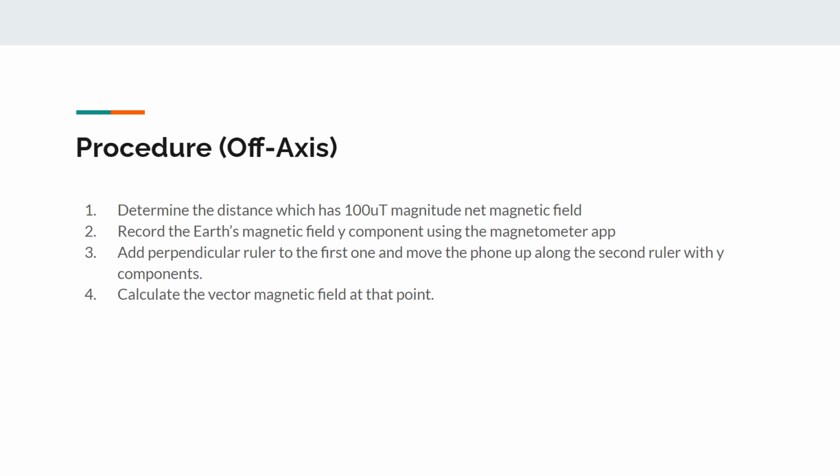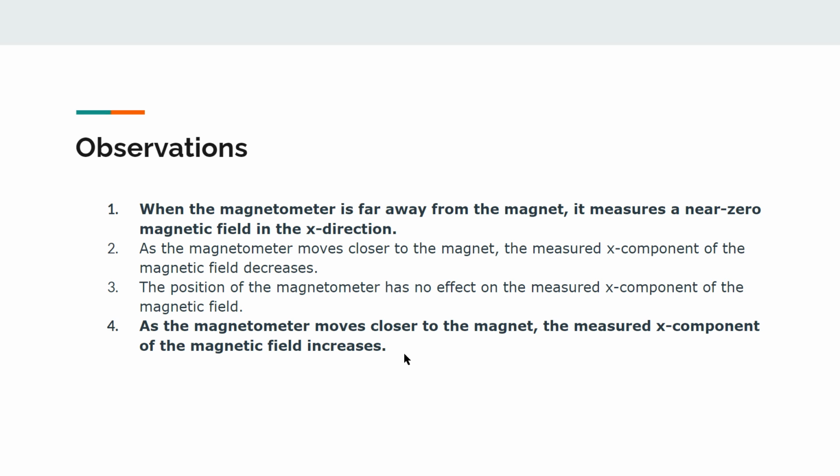And I added a perpendicular meter ruler and moved my phone up along the added ruler by Y components. And finally, I calculated the vector magnetic field at the point. From these steps, I observed the first and the fourth statements. I could observe the magnitude of the magnetic field gradually decreased by moving away from the magnet regardless of direction, and gradually increased by moving closer to the magnet.